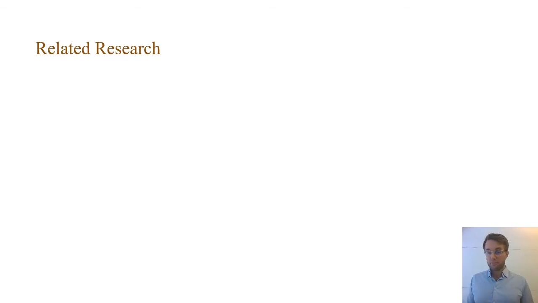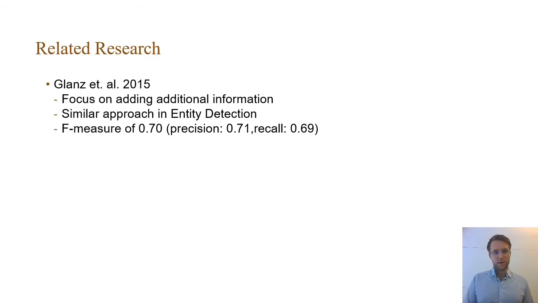We have some related research on this area that has been performed by other institutions. Here we have Glance et al. from 2015, where the focus was on adding and enriching CPEs and CVEs with additional information. They have a similar approach to ours, called entity detection, and they achieved an F-measure score of 70%, which is respectable.